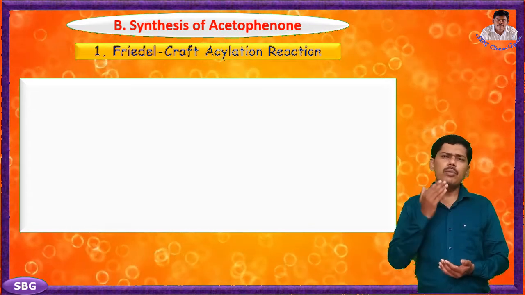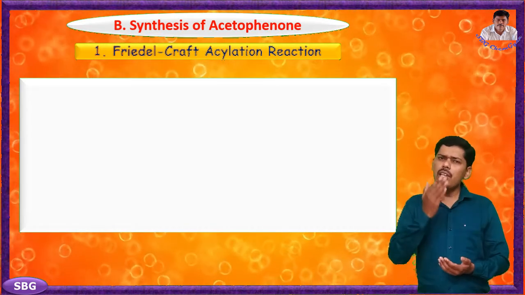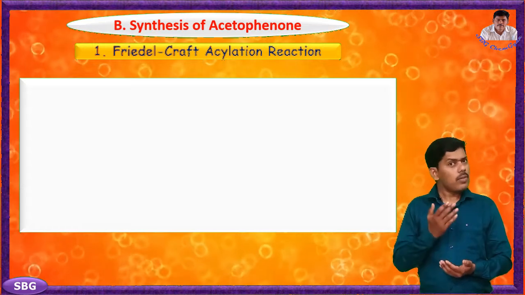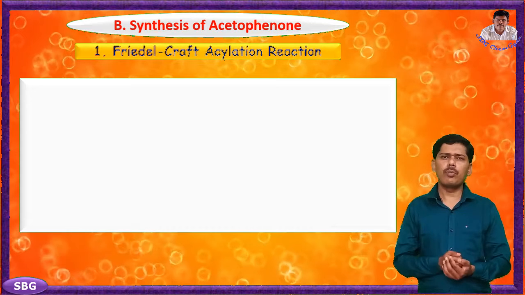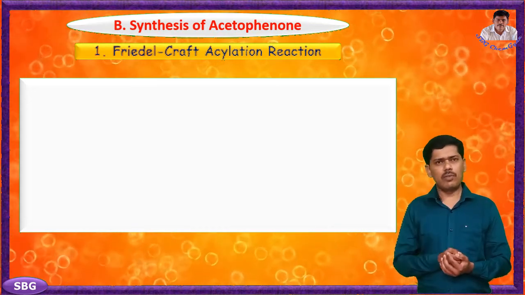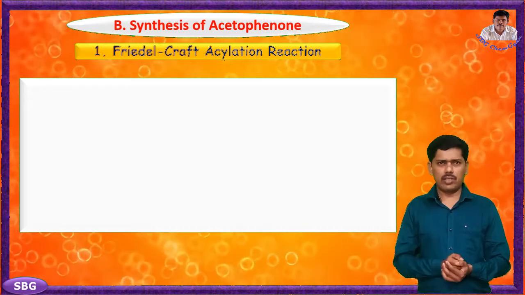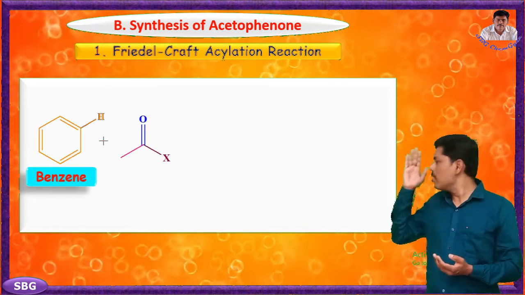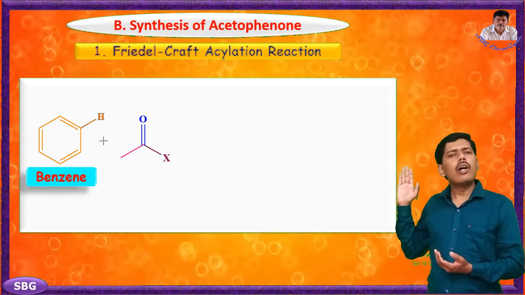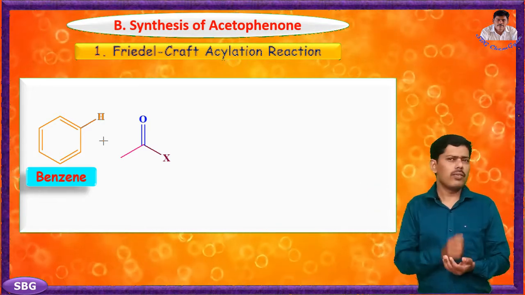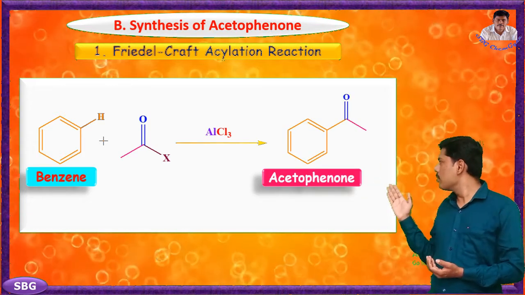Now we study some synthetic methods for the synthesis of acetophenone or any substituted aryl system. We start with the first synthetic method for the synthesis of acetophenone by acylation of benzene. This reaction is also known as Friedel-Crafts acylation reaction. In this reaction, benzene on acylation with acetic anhydride or acyl halide in presence of aluminum chloride gives our product acetophenone.